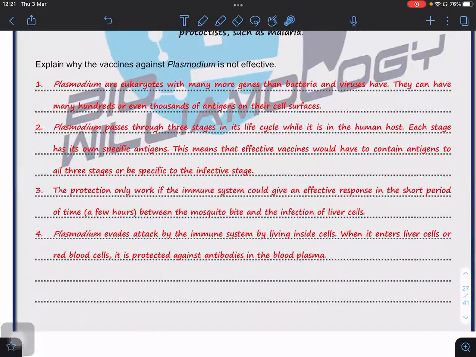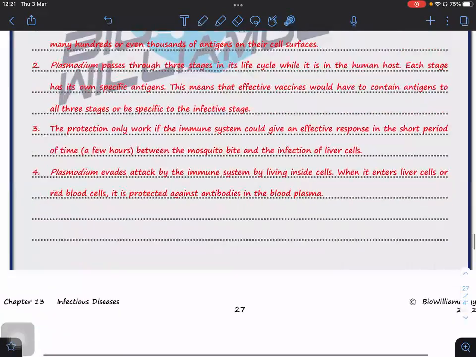The protection only works if the immune system can give an effective response in a short period of time between the mosquito bite and the infection of the liver cells. Now try to imagine, let's say you have been vaccinated. You do have the memory B cells, but memory cells will take 1 or 2 days to be activated. So when the memory B cells start to be activated, those pathogens have already entered the liver cells. The immune system also cannot kill them because Plasmodium evades the attack by living inside the cells, which is antigen concealment. You see that? Therefore, they are protected against the antibodies in the blood plasma.